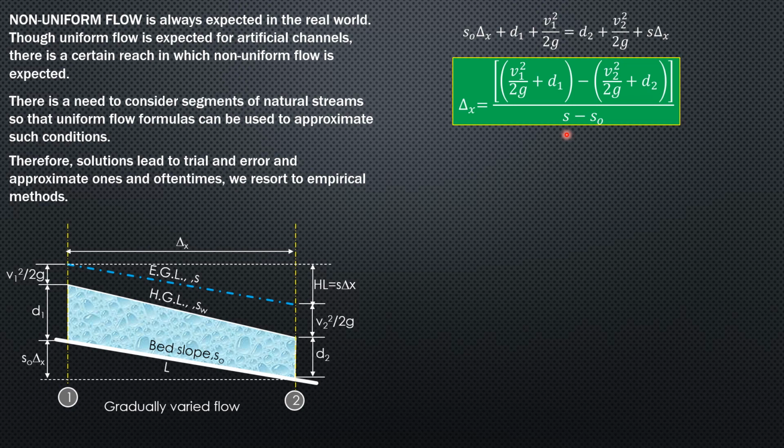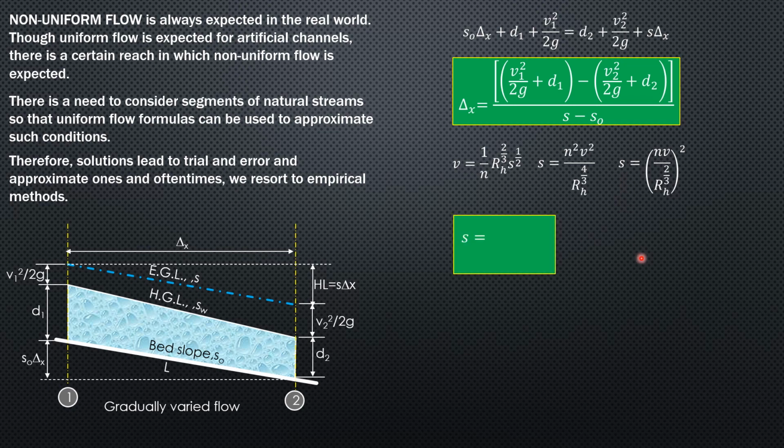We use the formula for steady or uniform flow, V equals 1 over n times hydraulic radius to the 2/3 times S to the 1/2. So S is n squared velocity squared over hydraulic radius to the 4/3, or simply S is nV over hydraulic radius to the 2/3, quantity squared. That's for uniform flow. This is non-uniform, gradually varied flow. Therefore, we use this for the average case.